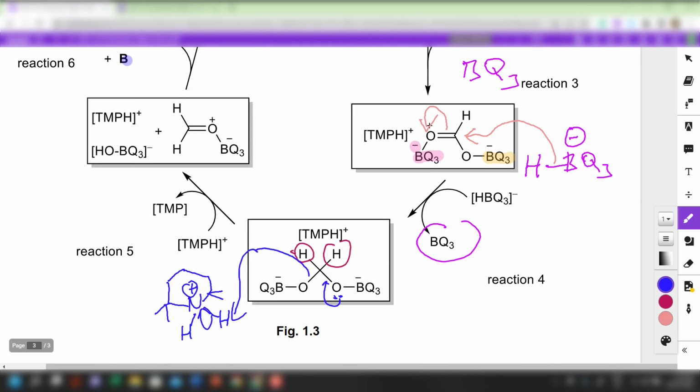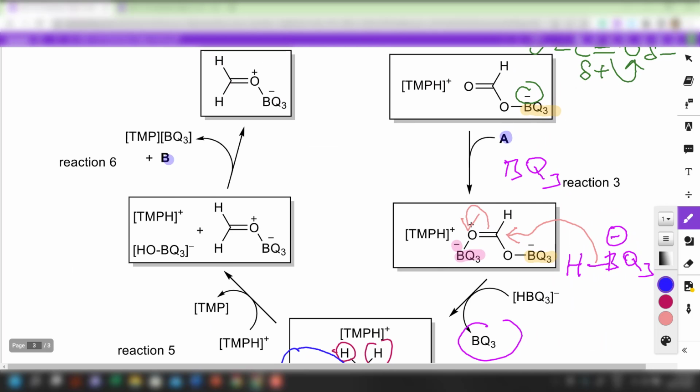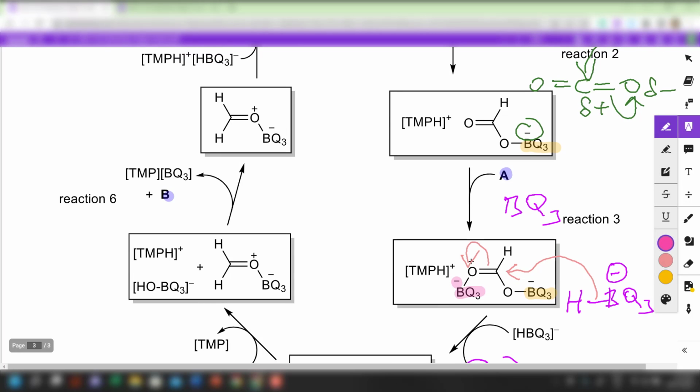Yes, it's correct. Okay, and then I'm going to get this, and after that what's going to happen is that this whole thing is going to undergo some form of acid-base neutralization reaction. How do we know? Because this whole species remains. Are you able to see that? Okay, this whole species remains, and then after that TMP is being ejected out.